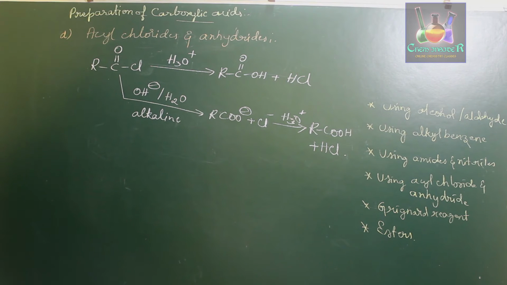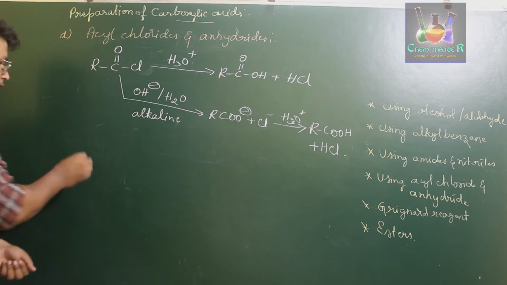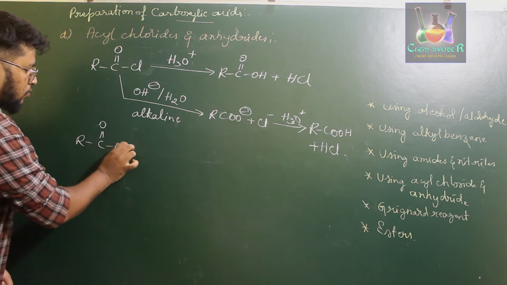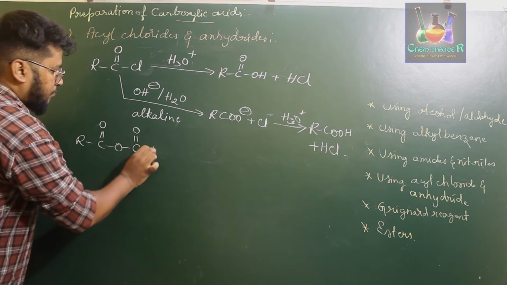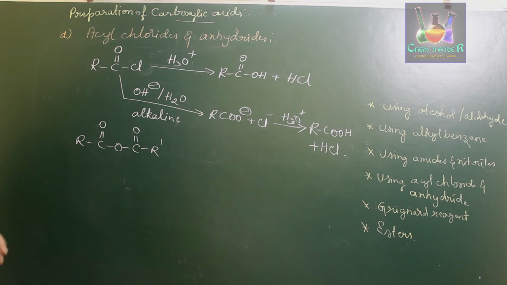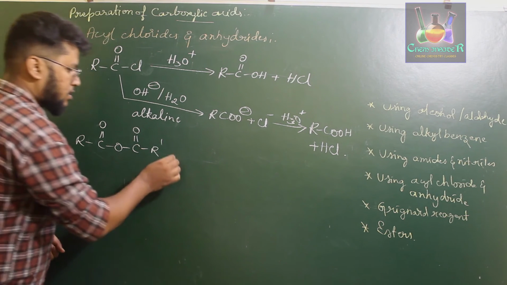Okay. If you are using anhydrides, it may have the same or different alkyl groups attached: RCO, O, C=O, R prime. So let R and R prime be the same or different, it doesn't matter. The reaction takes place the same way.